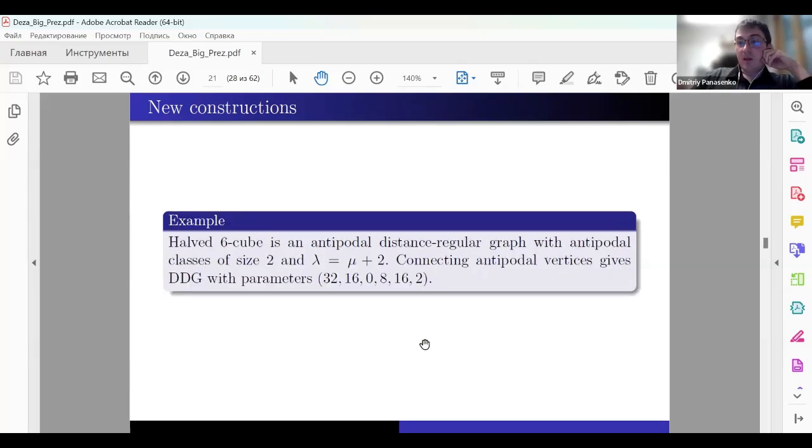And there is an example of this construction. So the half 6-cube is an antipodal distance regular graph with antipodal classes of size 2 and exactly lambda equals mu plus 2. And connecting antipodal vertices gives us divisible design graphs with parameters 32, 16, 0, 8, 16, 2. And it actually has diameter 2, not 3.